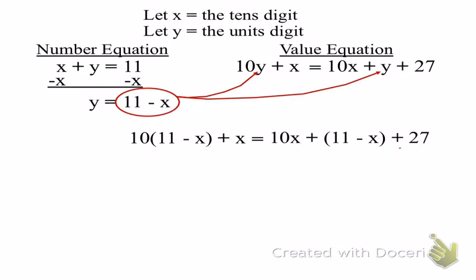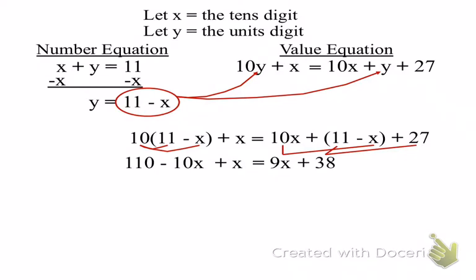Now we can distribute, combine like terms. We get 110 minus 10x plus the x equals 10x minus x makes what? I can combine my like terms. 10x minus x is 9x. And 11 and 27, 38. One thing you'll notice with these, you'll have a lot of 9x's.